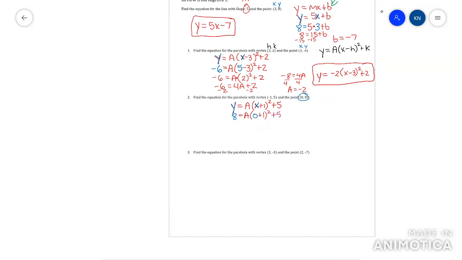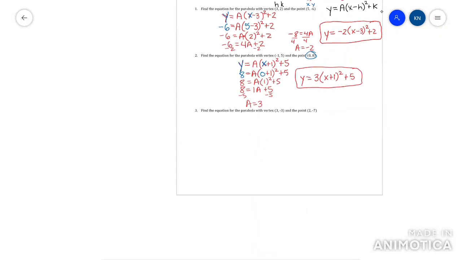All right, now just work through the algebra. So 8 equals a times 0 plus 1 is 1. 1 squared is 1 times a. I get 1a there. And now I can just subtract 5. And I get a is 3. So my final answer is y equals 3 (x plus 1) squared plus 5.